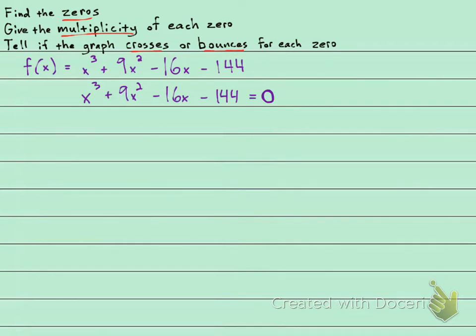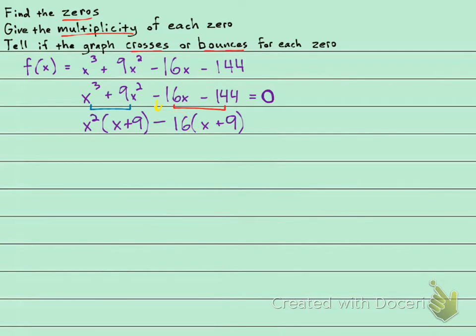When you factor by grouping, you group the first two, and then you group the second two. Out of the first two, we're going to take out an x squared, and we'll be left with x plus 9. Drop down this minus, and out of the second two, we're going to take out 16. And that factors out, giving me x plus 9. Don't forget, if we are taking out a negative 16, this sign will change.